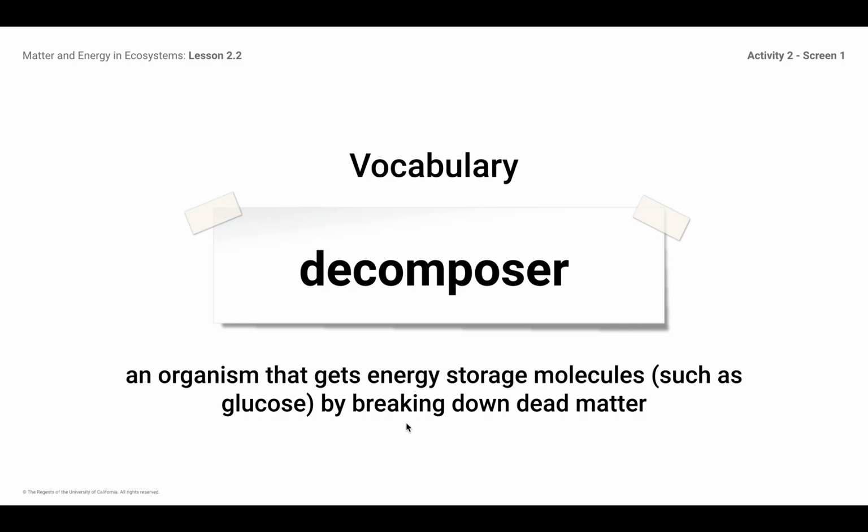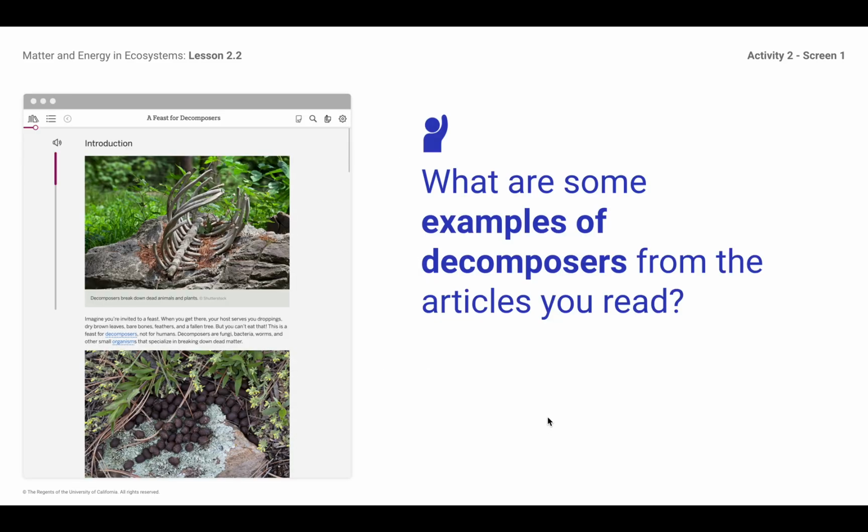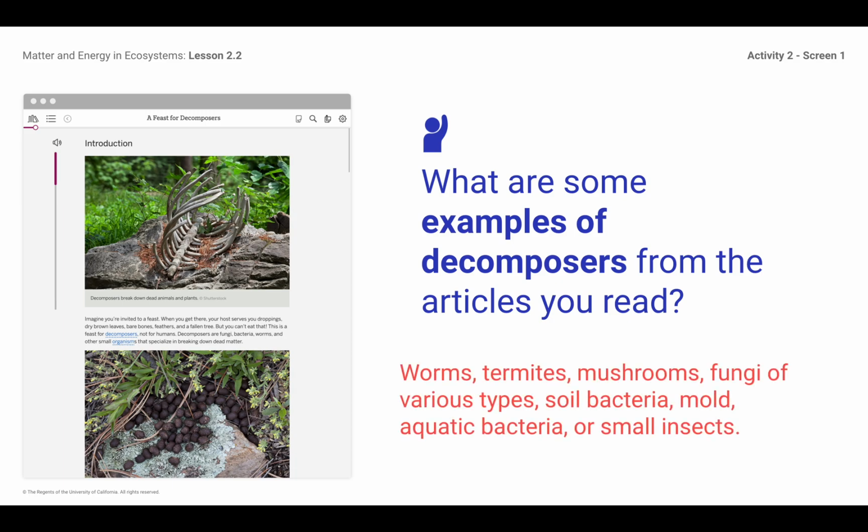The word decomposer just means an organism that gets ESMs, such as glucose, by breaking down dead matter. What are some examples of decomposers from the articles that you read? Well, you read about worms, termites, mushrooms. Mushrooms are a type of fungi, but there are fungi of all various types in those articles that you read about. There's also soil bacteria.